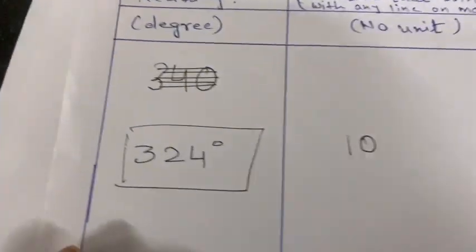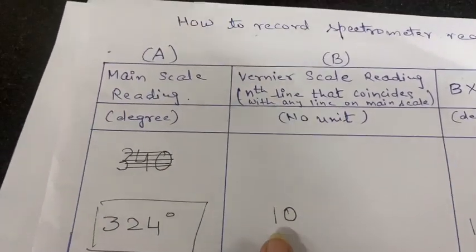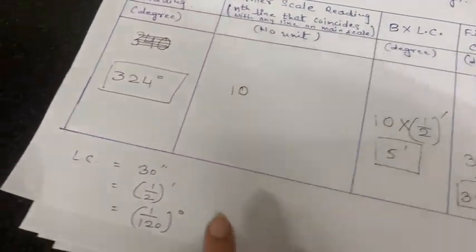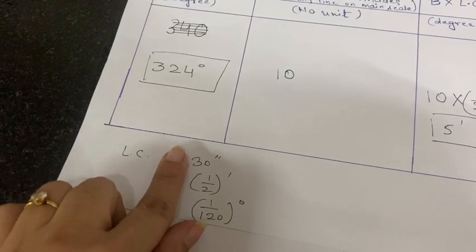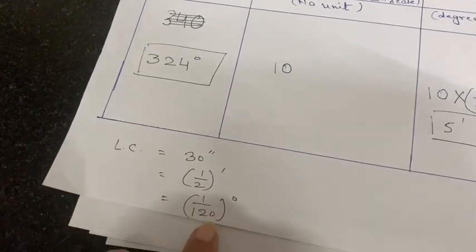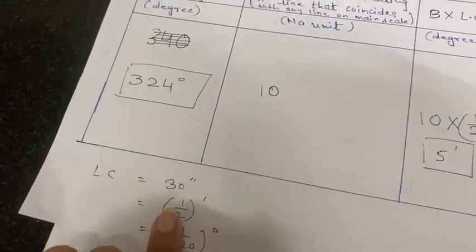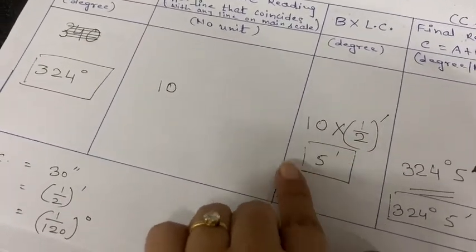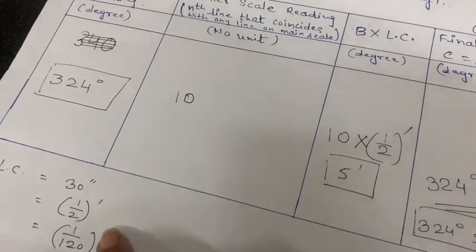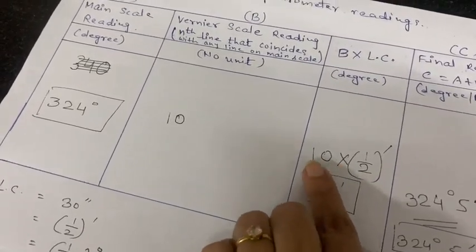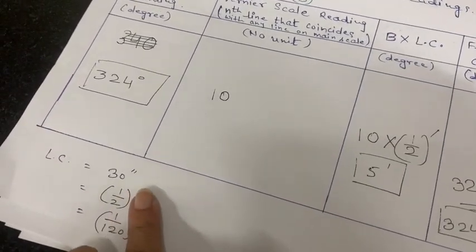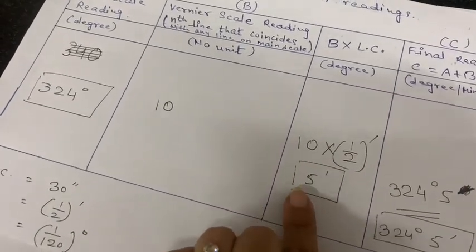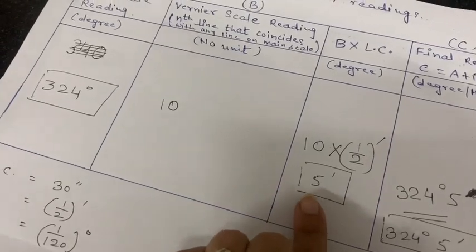So we write down 10 here, and then this 10 has to be multiplied with the least count, and the least count is expressed in terms of second, minute and degrees. You have to see which value you should take so that you will have a good value to deal with. Here, since the value 10 is very small, we multiply it by half minute and we get 5 minute. This is called the vernier scale reading.